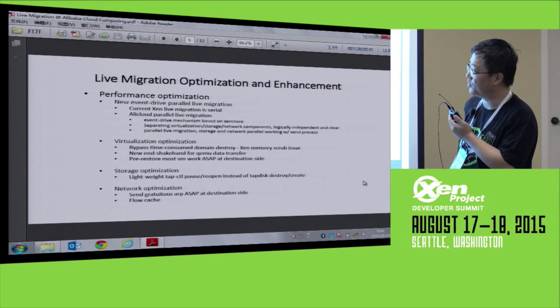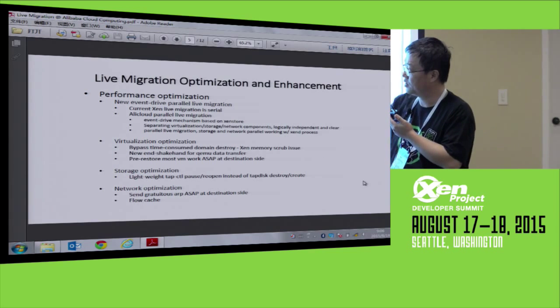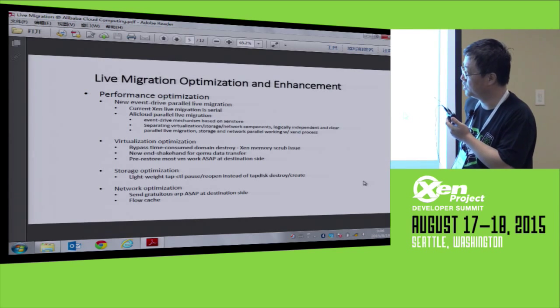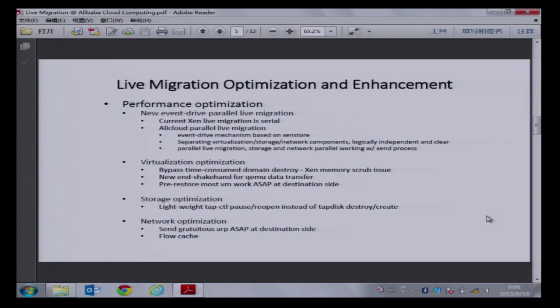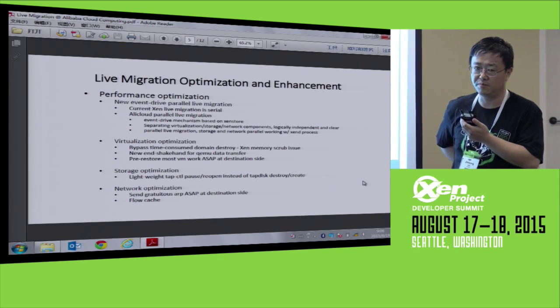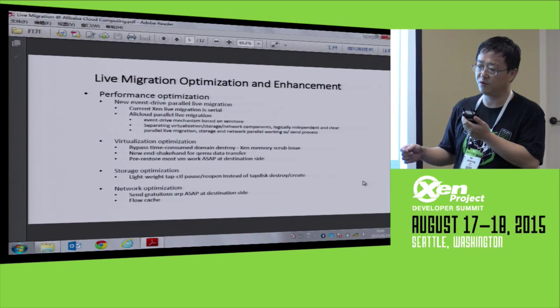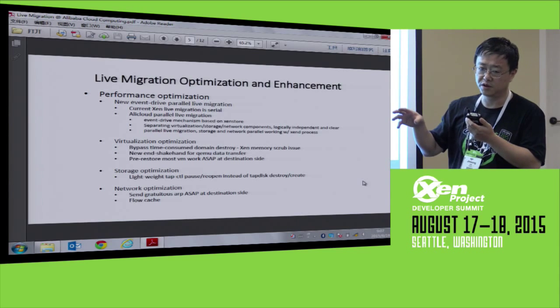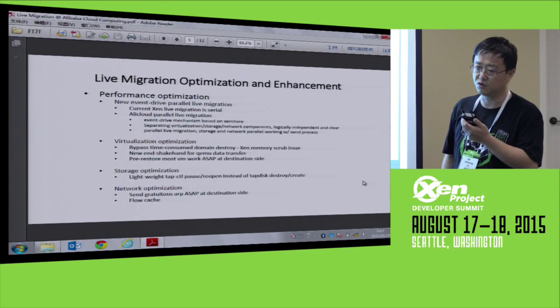The second point is virtualization optimization. First, we bypass the domain destroy. You know that when we destroy a domain, we need to free all the memory. But Xen has a big problem, the memory scrub problem, because when Xen frees memory, it will clear all the pages to 0 and take the Xen heap lock. The Xen heap lock is a big lock, so it is very time consuming.